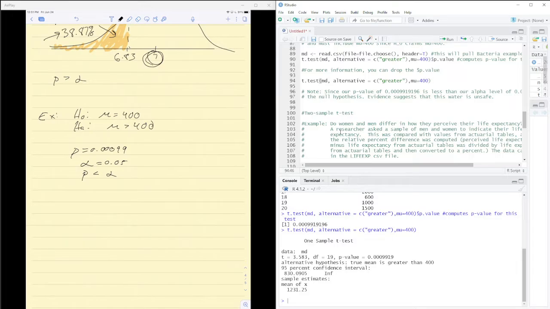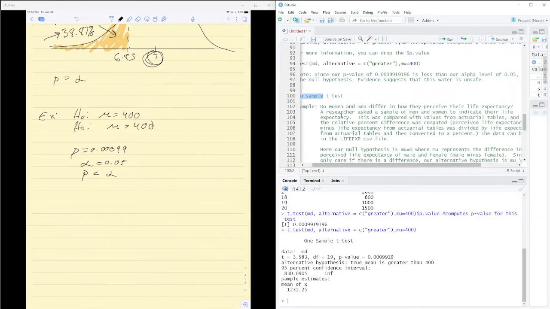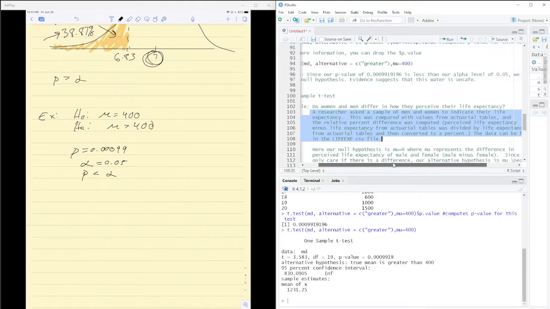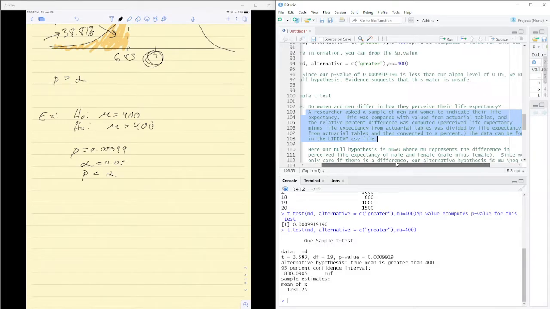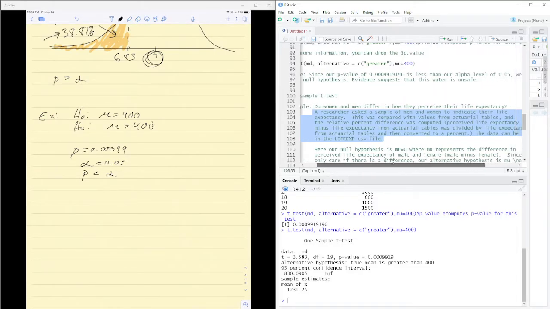We can also use a t-test to compare two groups. So this is a two-sample t-test. Do women and men differ in how they perceive their life expectancy? A researcher asked a sample of men and women to indicate their life expectancy. This was compared with values from actuarial tables, and the relative percent difference was computed. Perceived life expectancy minus life expectancy, and then divided by life expectancy, and then converted to a percent. The data can be found in the life expectancy CSV file.